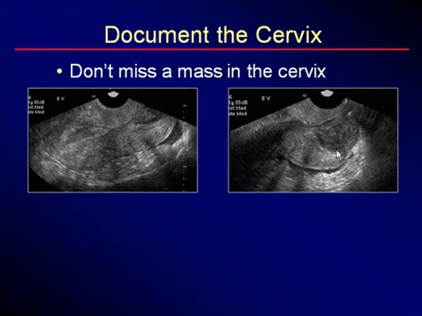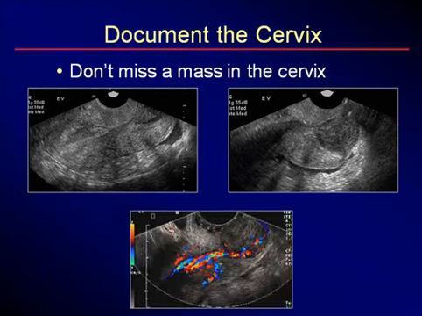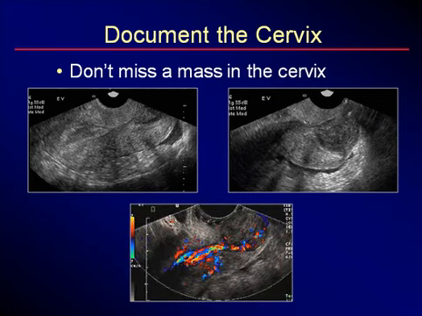So we should start with the transvaginal view of the cervix. And in this case, Doppler showed that there was a large vascular pedicle to this, and this alerted the surgeon that there could be hemorrhage during removal of this mass.